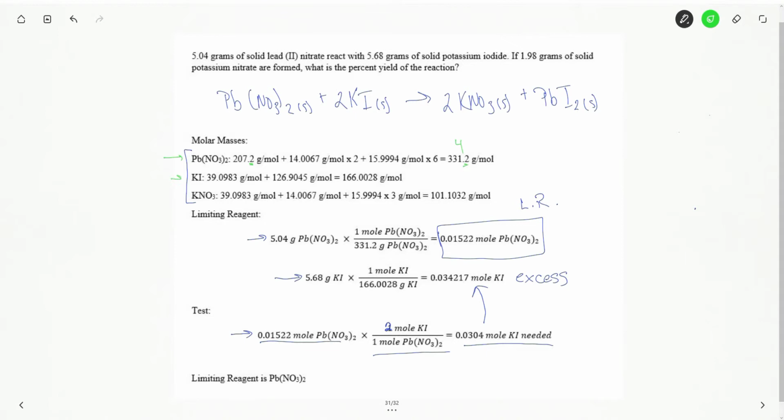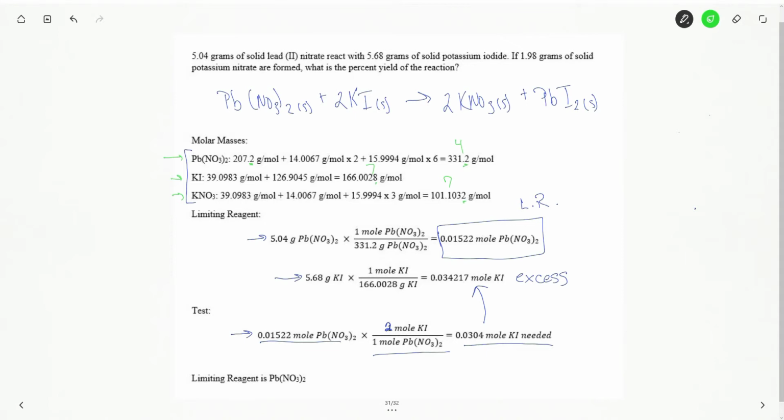I'll do the same thing for my potassium iodide. I'm looking at decimal places. They both have 4, so yes, I should have 4 decimal places here. That gives me 7 sig figs. Potassium nitrate, you can see I have a good number of decimal places. Again, I have 4 everywhere, so I should have 4 decimal places here. This again gives me 7 sig figs for my molar mass.